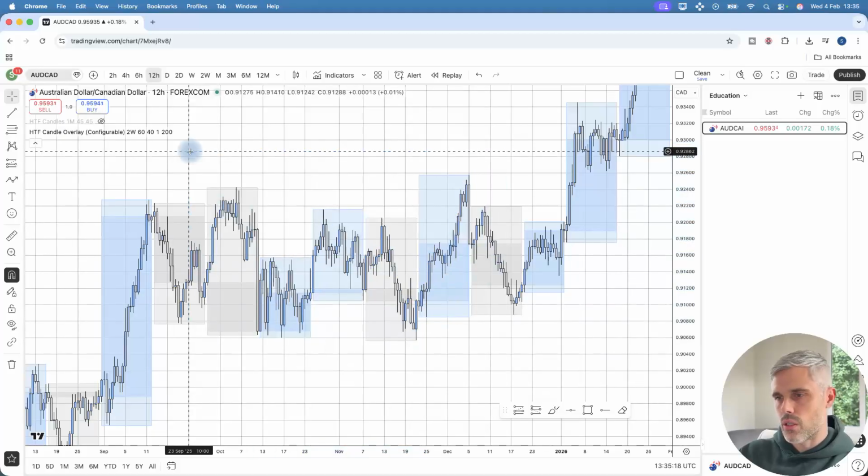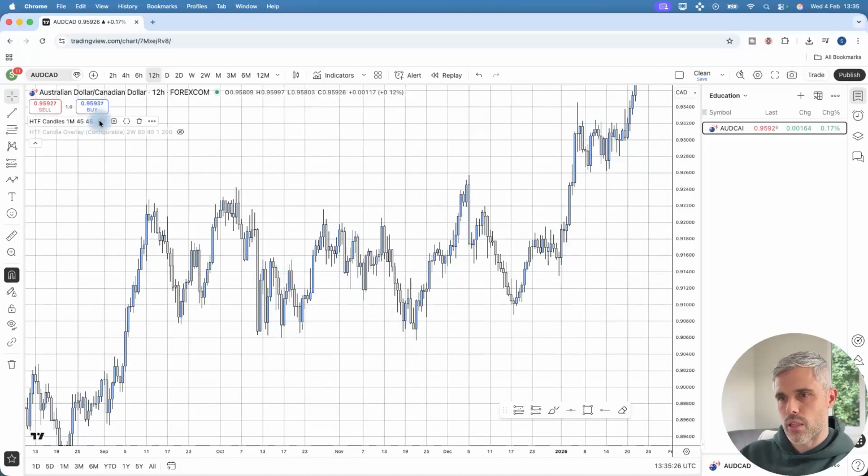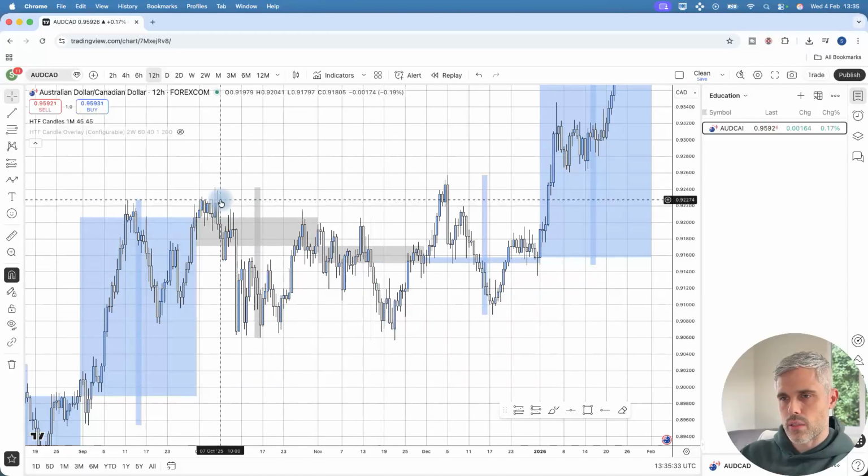So let's take a look at what we are seeing on the higher time frames to potentially make sense of this. So I'm going to take the 2-week away and I'm going to look at the monthly. Okay, we have a different context now. So we're not looking at 2-week price action, we're looking at a time frame above, the monthly candle.